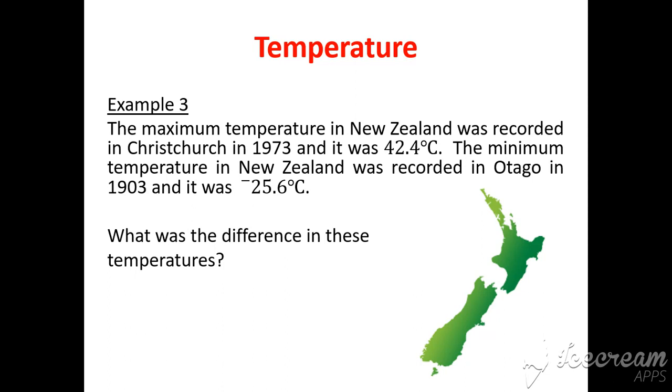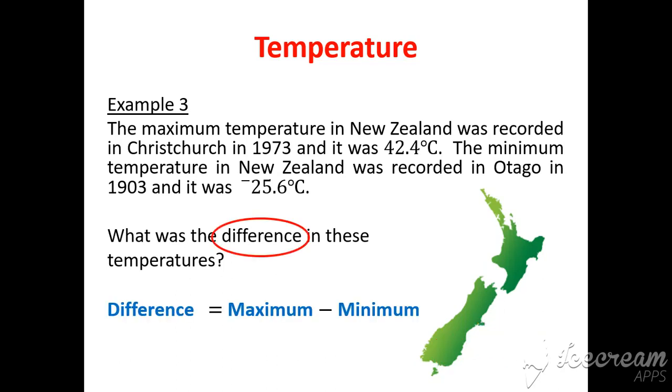All right, here's example three. The maximum temperature in New Zealand was recorded in Christchurch back in 1973, and it was 42.4 degrees Celsius. Mate, that must have been hot. The minimum temperature in New Zealand was recorded in the Otago region way back in 1903, and it was recorded at -25.6 degrees Celsius. That must have been cold. So here are the two regions of the hottest and the coldest regions in New Zealand. We're going to work out the difference in these temperatures.